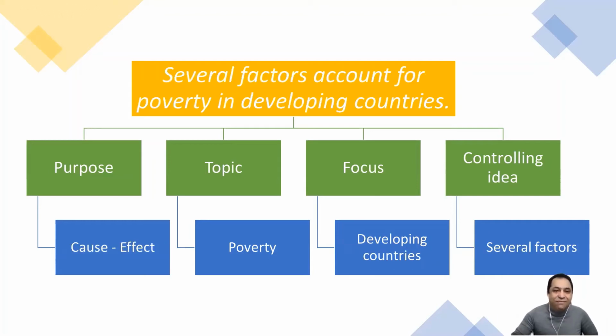Another one. Several factors account for poverty in developing countries. If a paragraph starts with this, you know it's about the factors that account for poverty. So it's a cause and effect paragraph. The topic is poverty again. The focus is developing countries. Controlling ideas: several factors, the causes.